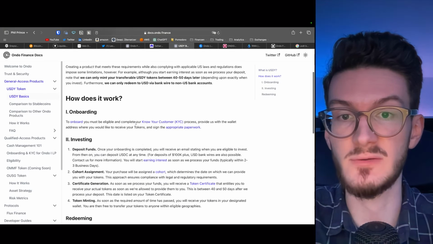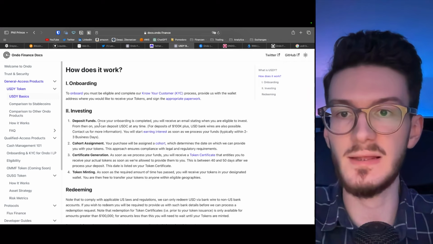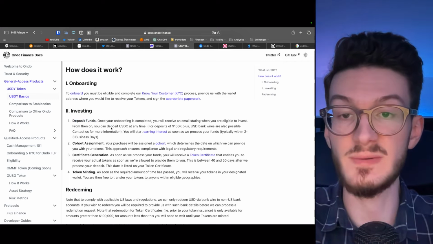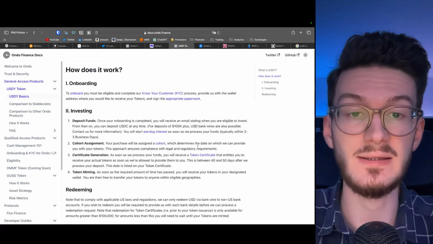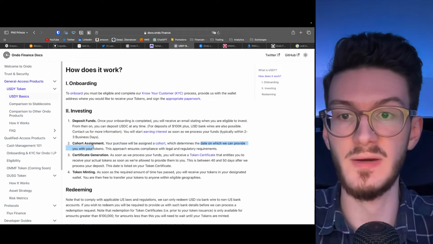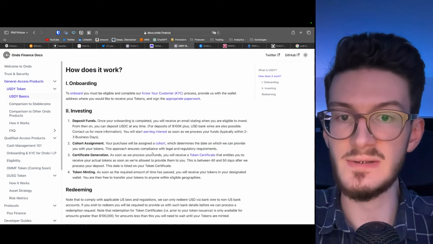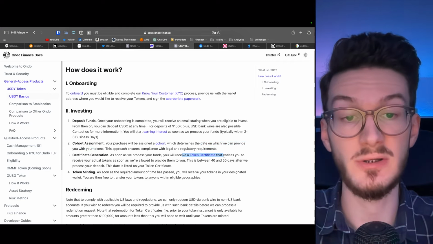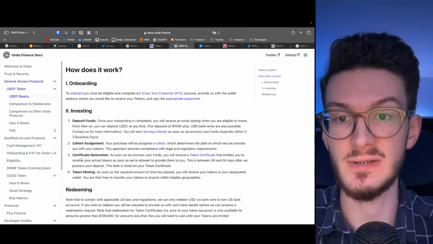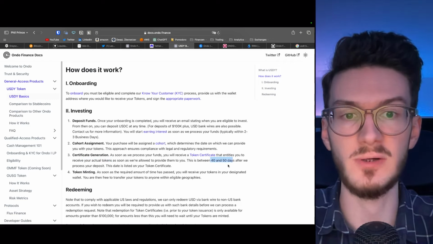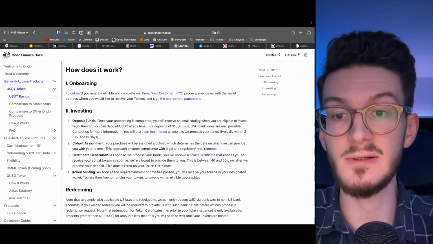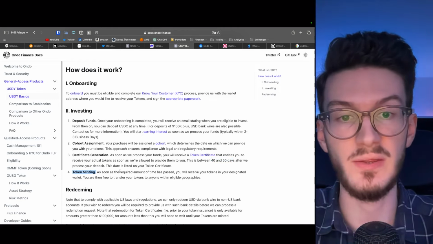Well, first you have to do a KYC. After that, you will be able to deposit funds, more specifically only the USDC stablecoin, or for deposits of more than $100,000, you can also use USD bank wires. Then you will get a date on which they can provide you with the tokens. On this specific date, you will then get a token certificate that entitles you to receive the actual tokens, because the tokens are in a lockup period between 40 and 50 days. After this, you will be able to mint your actual tokens with this token certificate.